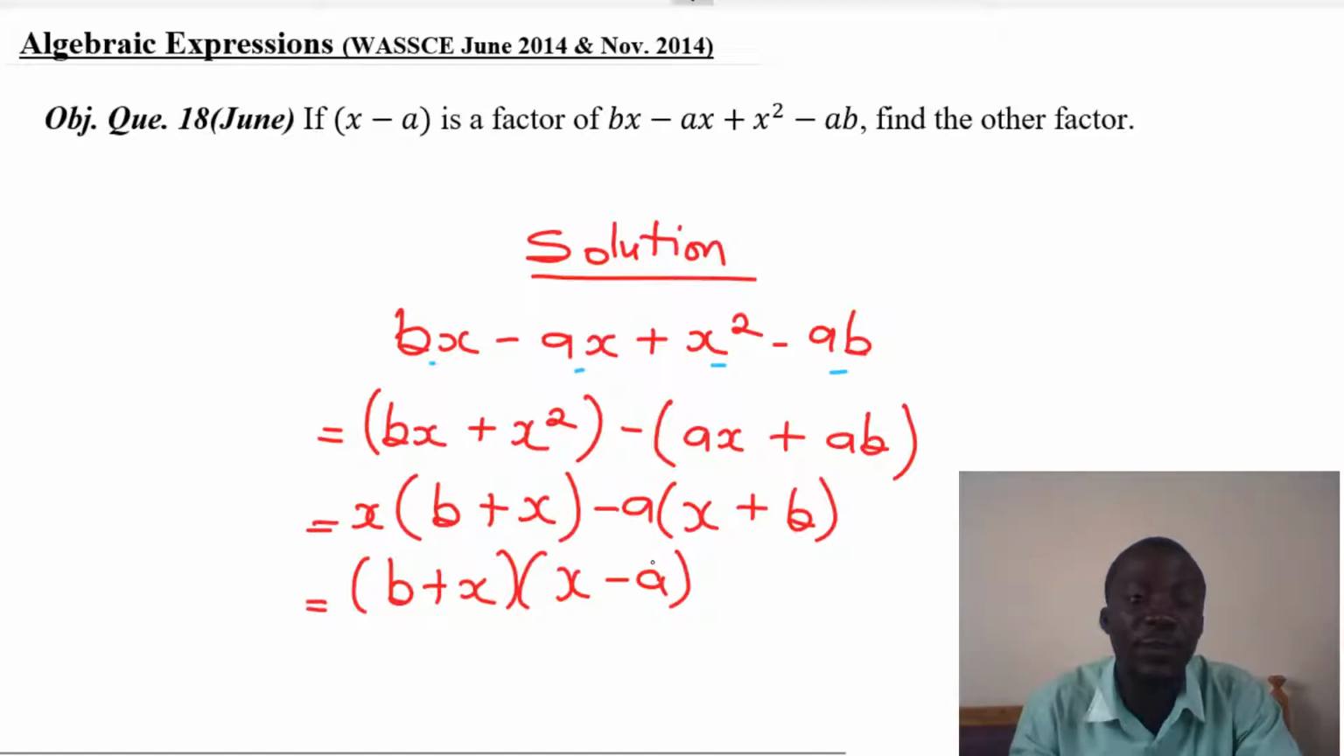But in the question we were told that one of the factors is x minus a as we have here, hence the other factor will be b plus x. So that's our option that we are going to select.